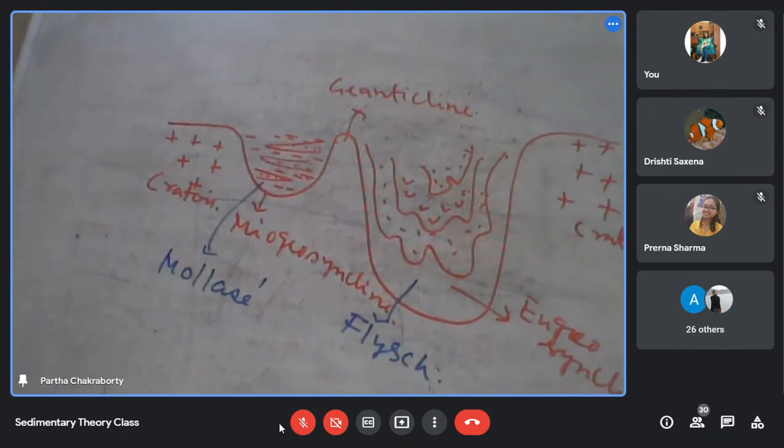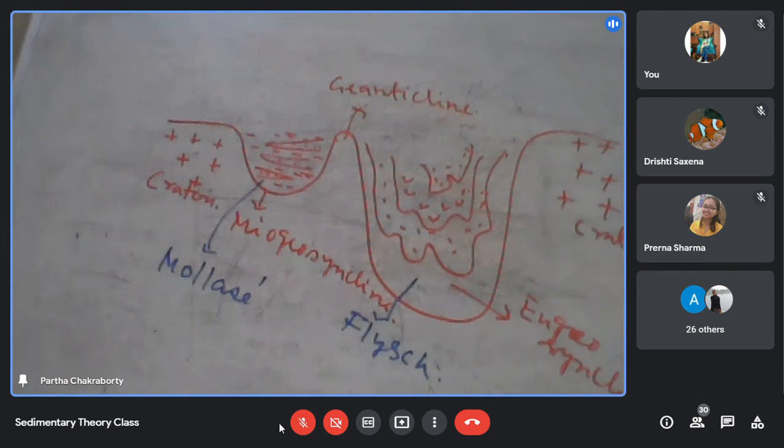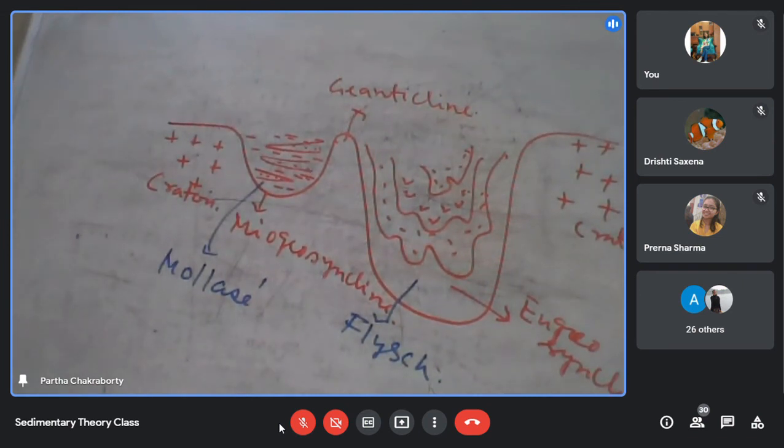A geosyncline has two parts. One is a miogeosyncline, another is the eugeosyncline, separated by a geanticline. Now, I am giving an example of miogeosyncline and eugeosyncline. Think of the Shivalik and think of the Himalaya, which is the Tethyan basin. The Shivalik is a miogeosyncline, whereas the main Himalaya is basically a product of a eugeosyncline. That is a simple example I am giving.